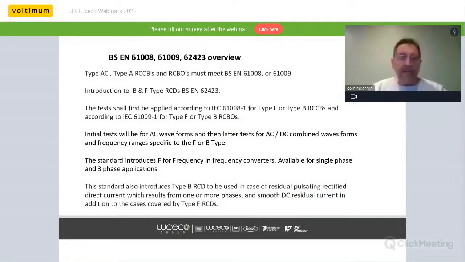Type A and AC RCDs we're all familiar with, becoming more familiar with the A types. BS 7671 states the standard these devices must be designed and tested to: BS EN 61008, we've just seen that, and the 61009, we've just seen that as well, as far as the standards are concerned. And if you've read BS 7671, 18th edition, you'll also be familiar with the introduction of the F-type and the B-type RCDs we're seeing, or becoming more familiar with.